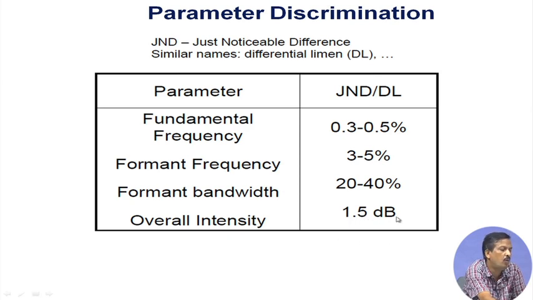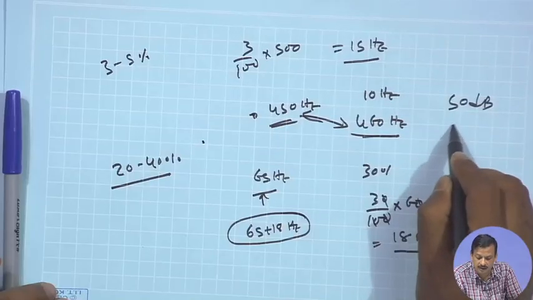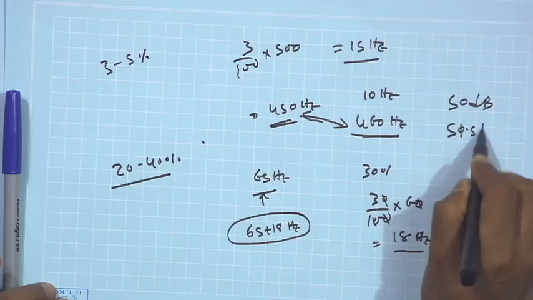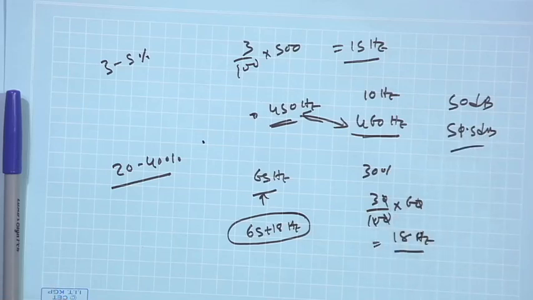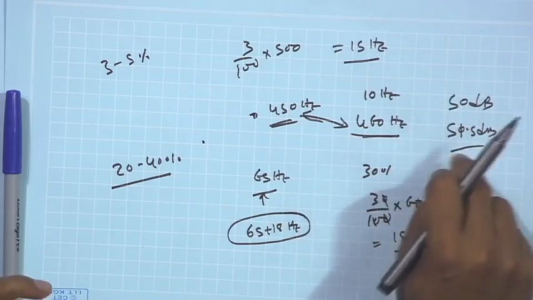For intensity, 1.5 dB overall. If it is 50 dB and if it is, let us say, 51.5 dB, no difference. For the same frequency, if the two are 50 dB and 51.5 dB, we cannot perceive the difference.